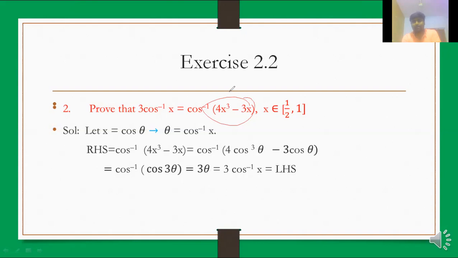What about the cos 3x formula? 4 cos cube x, see here, 4 something cube minus 3 cos x, 3 something, correct? So this formula will be obtained from the cos 3x formula only. Proof is very easy, but very, very important. So in exercise 2.2, the first question and second question are very important and easy, which will be given for 2 marks. Just have a look at that.